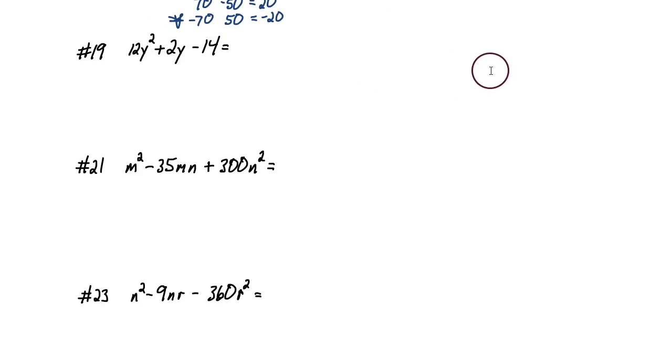Number 19. This one has a greatest common factor. All of the terms will divide by 2. So write down 2 and then make a set of parentheses that's large enough to fill in a trinomial. 2 times 6y squared is the 12y squared. 2 times positive y is the 2y. 2 times negative 7 is the negative 14.